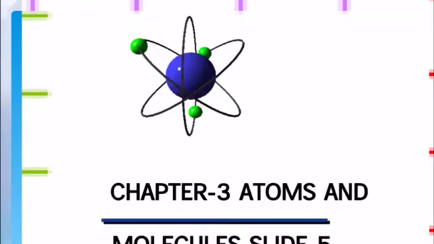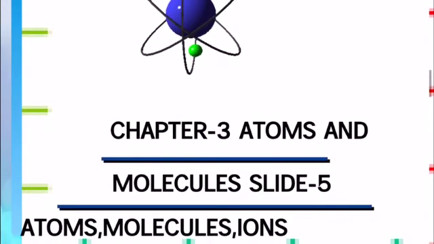Good morning, students. Today again we are going to start with the chapter Atoms and Molecules. And today's topic, we are going to continue with the topic: what are atoms.